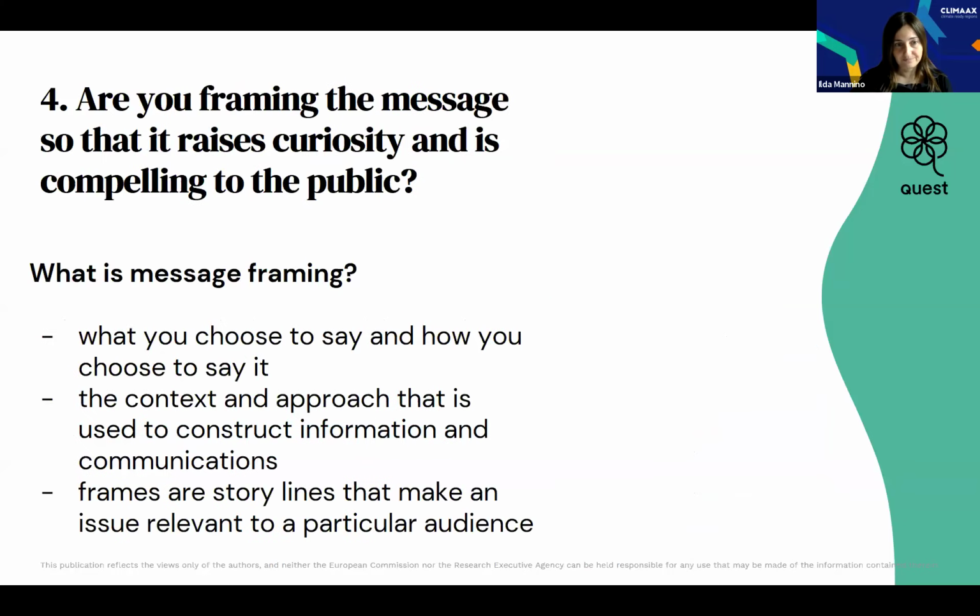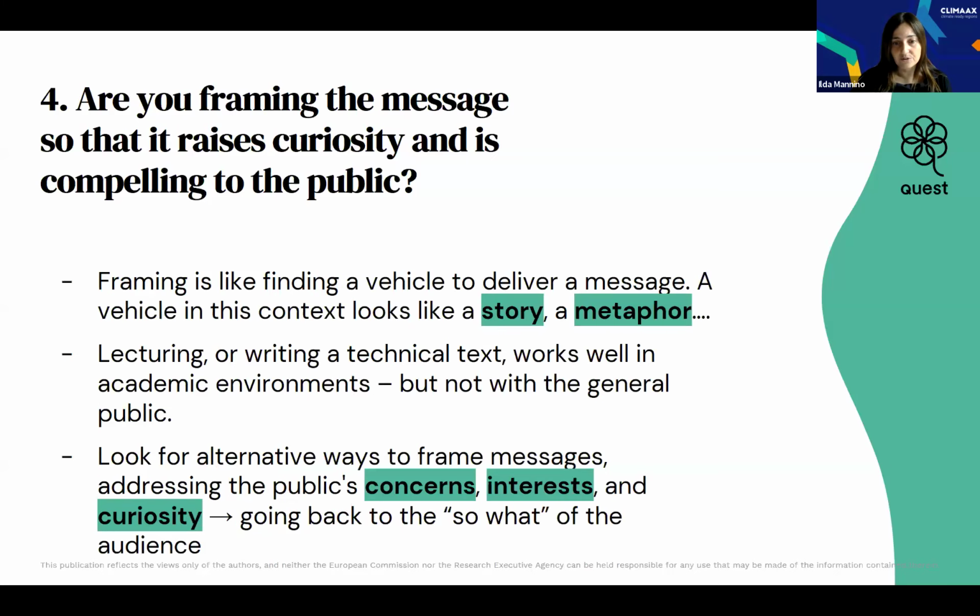And then we come to another key aspect of science communication, that is framing the message and framing the communication activity. Framing in communication means choosing what you want to say, but also how you are going to say it. The frames are defined as the storylines that make your issue relevant or of interest for a specific audience. So that's your goal here.